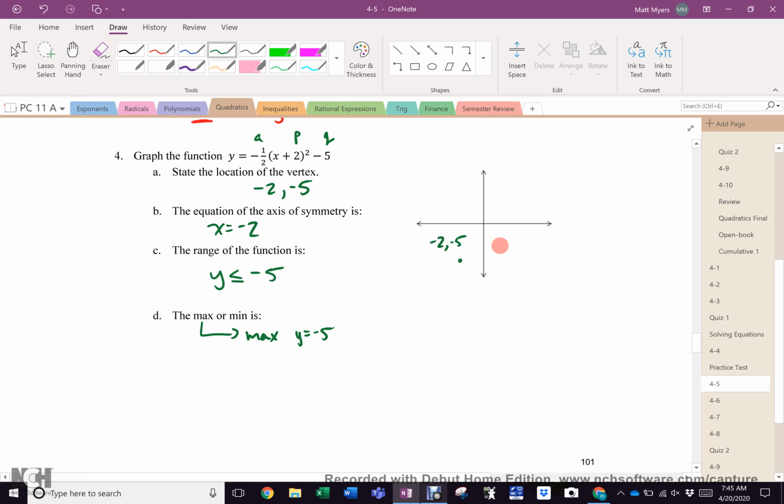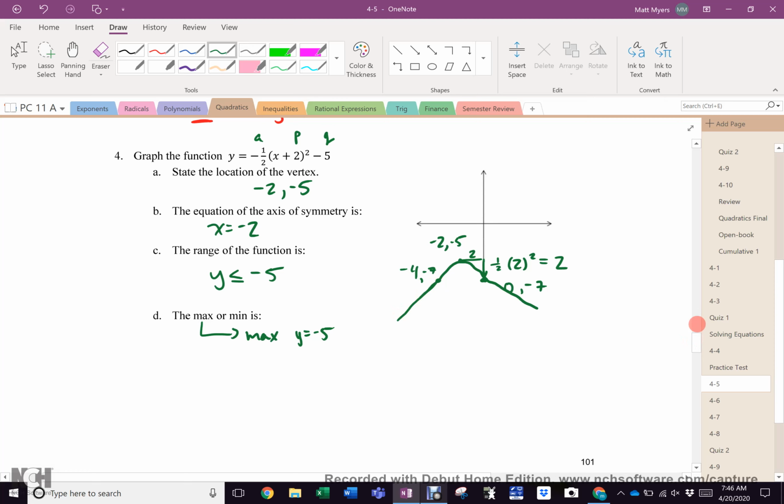I don't want to deal with fractions. Half of 1 is a half. I don't want to do that. So if I go over 2, I should go down half of 2 squared, which equals 2. So this dot right here is going to be 0, negative 7. What will this dot right here be? I've gone that way 2, negative 4, and down 2, negative 7. And it's going to look like this. Okay?